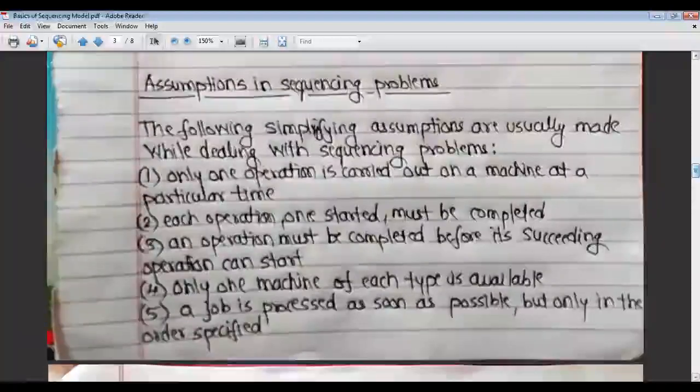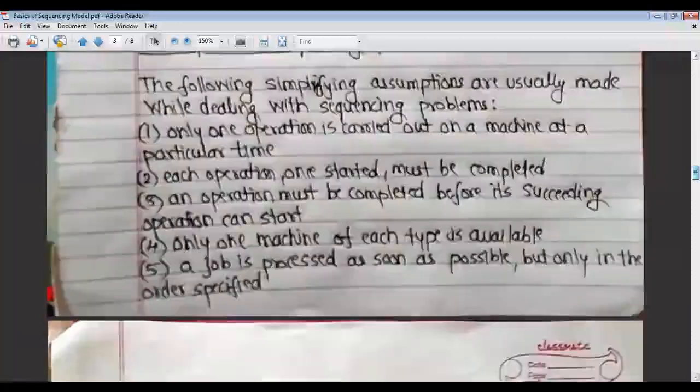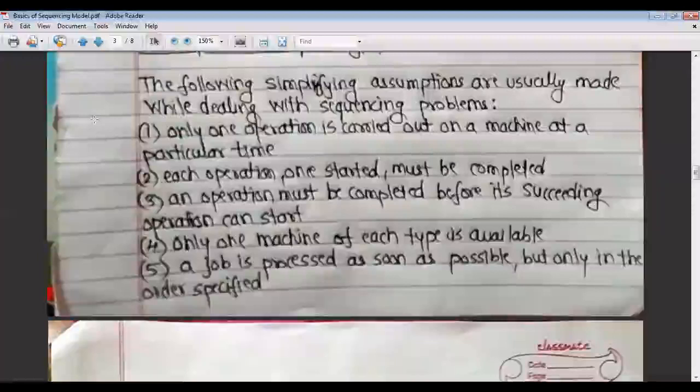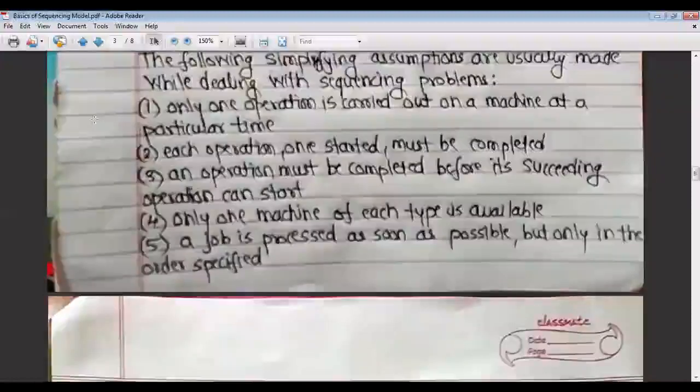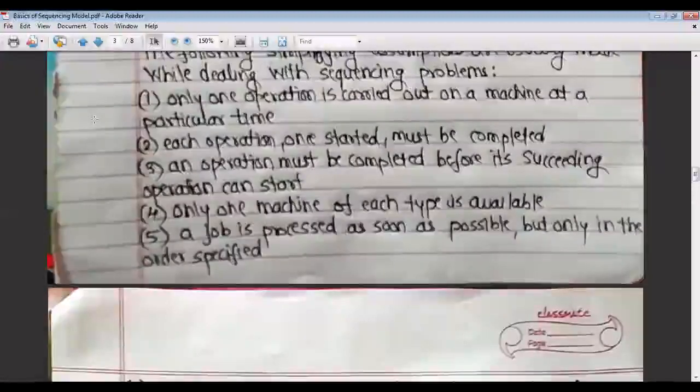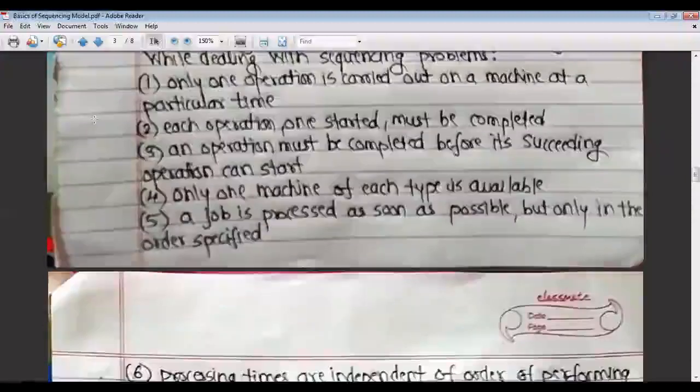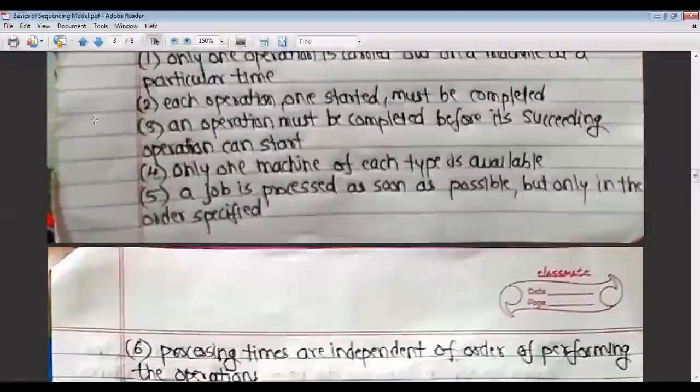Next, we have also seen the assumptions in the sequencing problem. What were they? The very first assumption is that only one operation is carried out on a machine at a particular time. This is a very basic assumption that we need to have, and only then can we reduce the complexity in the sequencing problem, right? Each operation once started must be completed. We cannot keep an operation incomplete. Once we have started that operation, it must get completed, and then we'll take the next job. An operation must be completed before its succeeding operation can start.